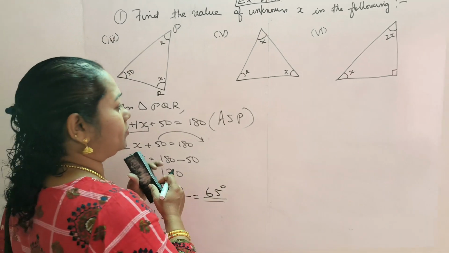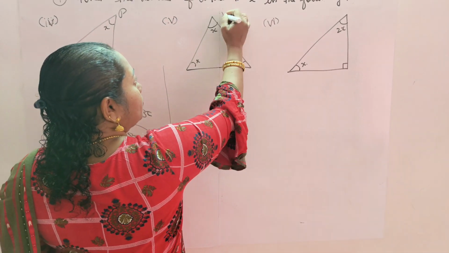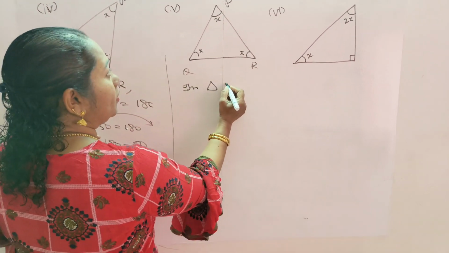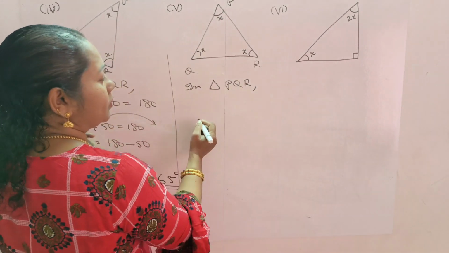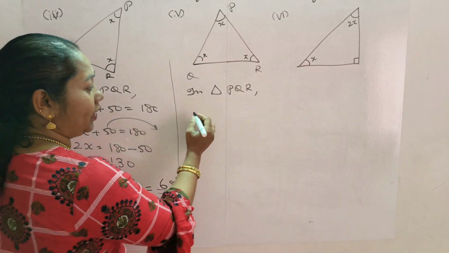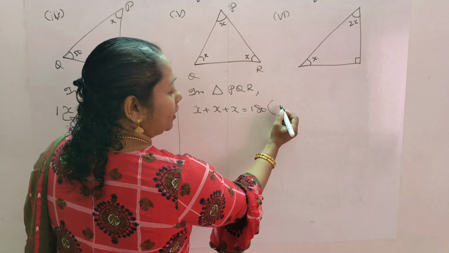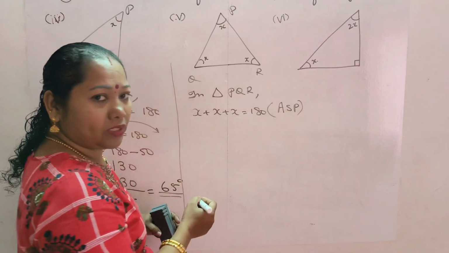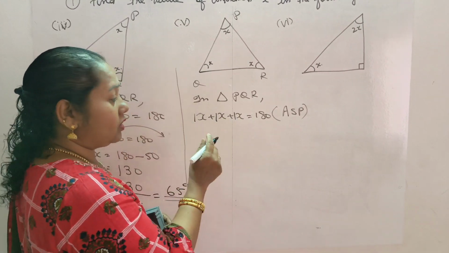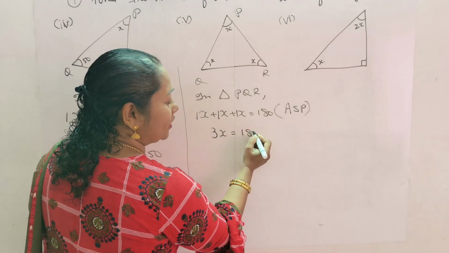Okay, now next one. In this one, let us give the names P, Q, R. So in triangle PQR, all the three angles are x degrees only. So we have to take x plus x plus x is equal to 180 degrees. Same angle sum property. That is again the same thing. 1x plus 1x plus 1x. If 1 plus 1 plus 1, what is it? 3. So 3x is equal to 180 degrees.